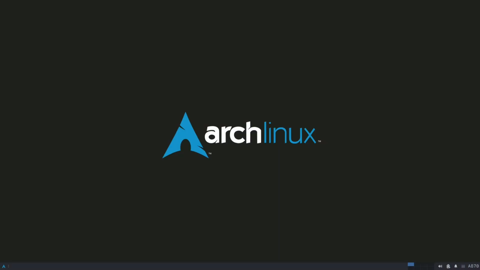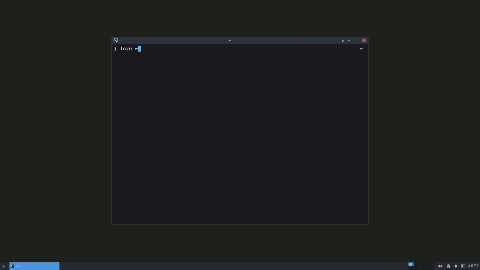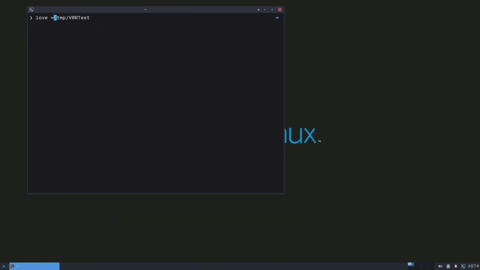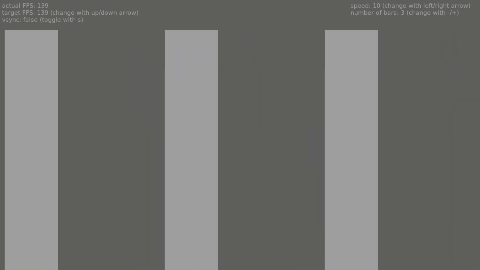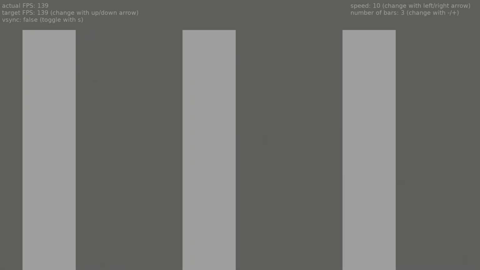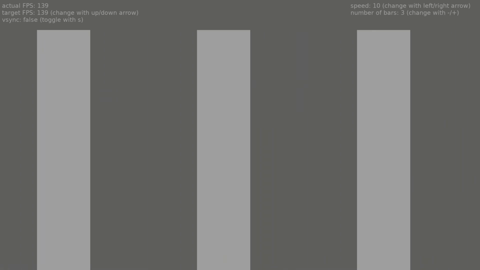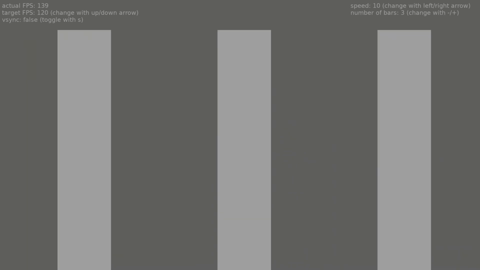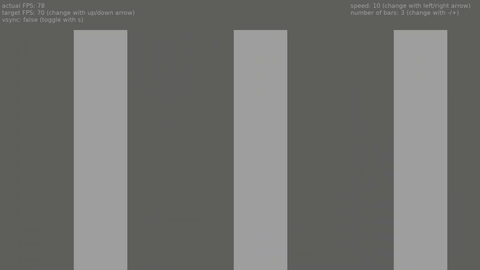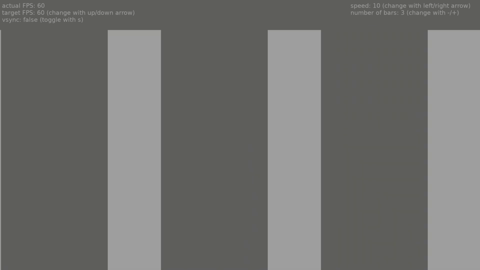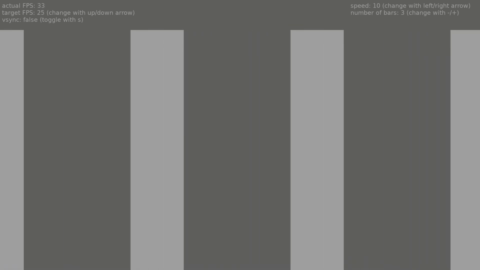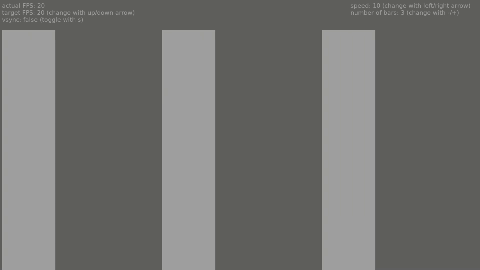So here I have an Xorg session, and I'm gonna run this test. At 140 frames per second, I barely see any tearing. I see it, but it's very, very minimal. Now, if I reduce the frame rate to 60 frames per second, I can see some tearing, but my screen recording software cannot show it. At 20 frames per second, I definitely see tearing. It's very, very bad.